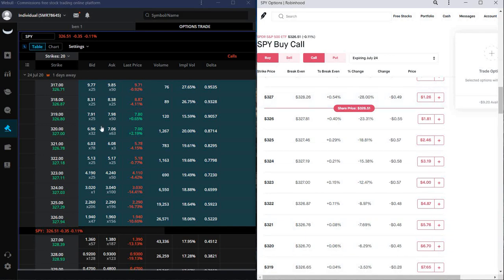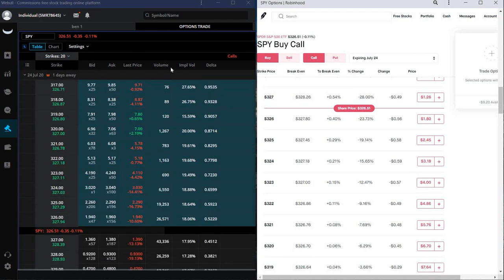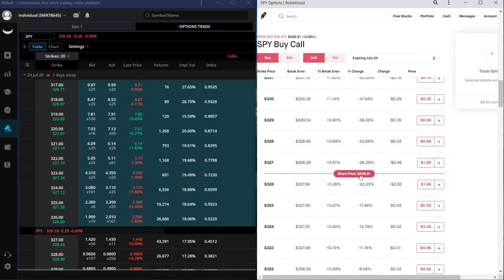So to the left, it's just a little more complicated to understand. It gives you the bid and the ask. Here's a strike price. No, I'm sorry, this is a strike price. So if you were to buy a call on the SPY, the current price right now is $326.61.